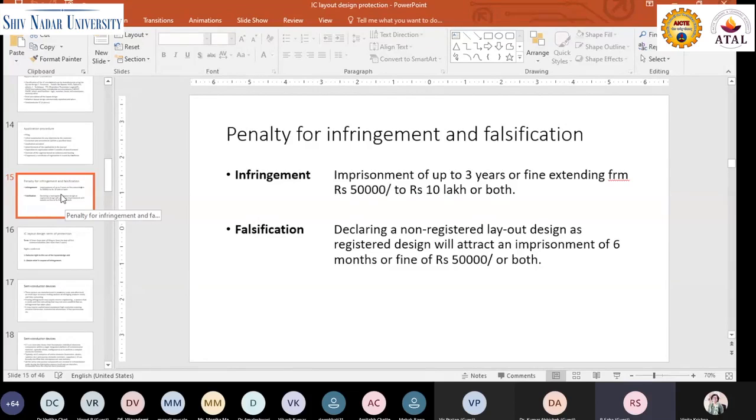But at the same time, there is a concept of falsification. That means if you have a non-registered layout design, which means you have some design and you have not gone for its registration, and you claim that this is a registered design, then it can attract imprisonment of 6 months and a fine of up to 50,000 rupees. That means it's a wrong declaration, which is a very unique feature in the layout design law. This feature does not exist either in the design law or the trademark law, where most of the counterfeiting is taking place.